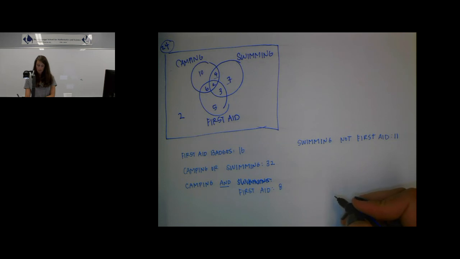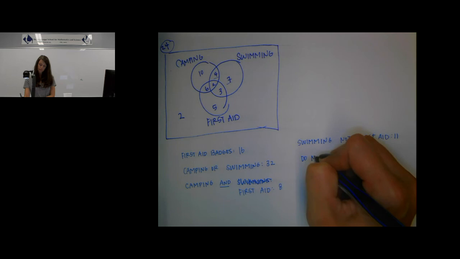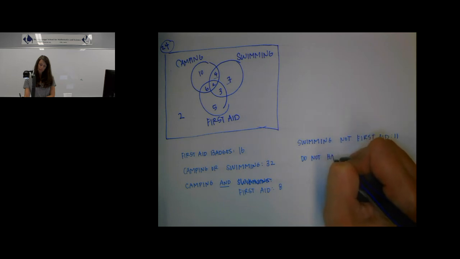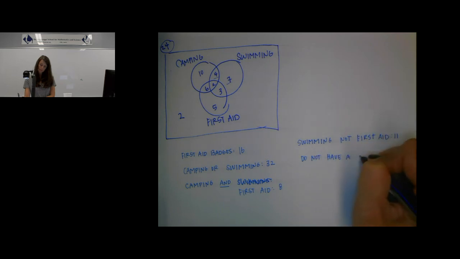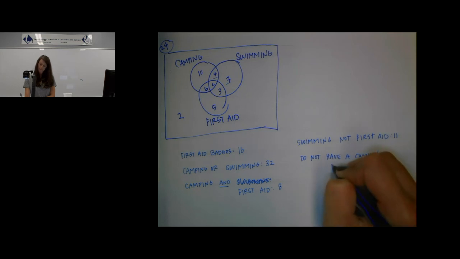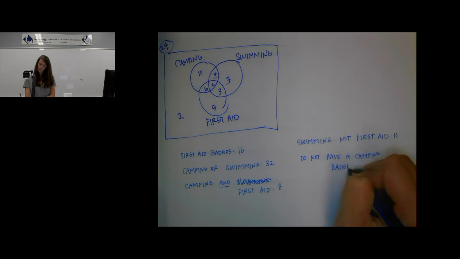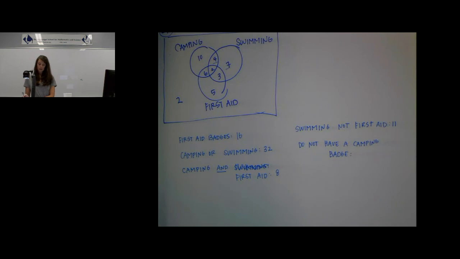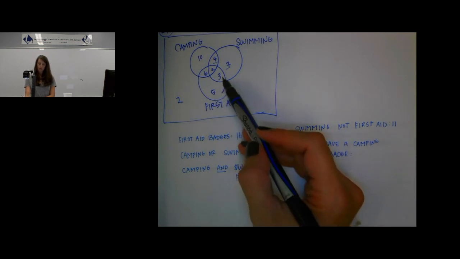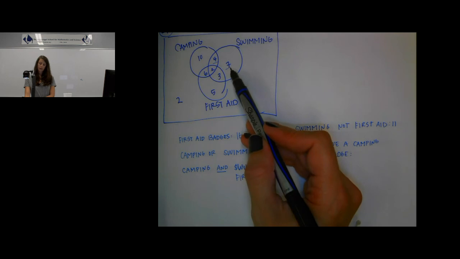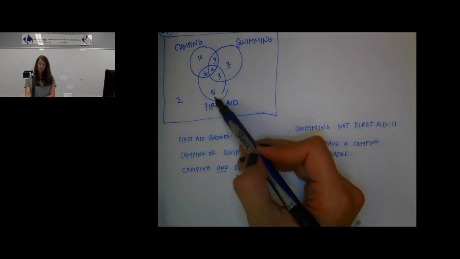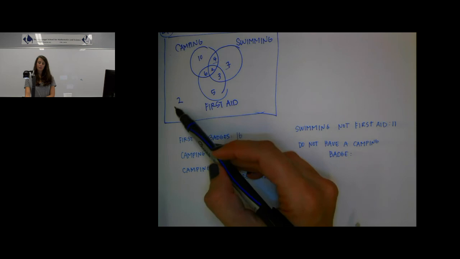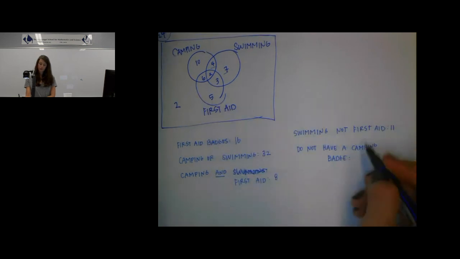Okay, how many Boy Scouts do not have a camping badge? Okay, so how many do not have a camping badge? So that would be what? 5 plus 3 plus 7. So it's 15 plus these two that don't have any badges, right? So that's going to be 17.